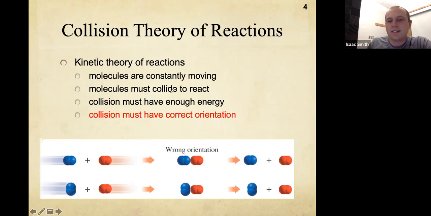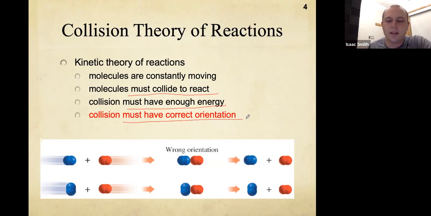Just a few things need to happen for a reaction. The molecules must collide. They must have enough energy when they do collide to get above that activation energy barrier. And they need to have the correct orientation, right? Just the bonds breaking doesn't necessarily mean they're going to form a new compound. They need to break and collide in a certain orientation so that they're set up for the new bonds to form.